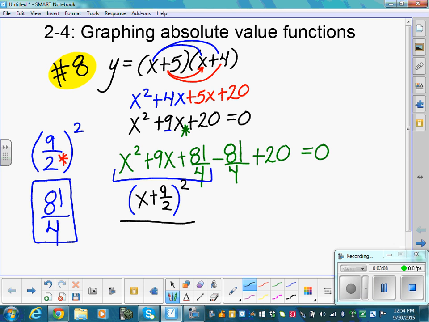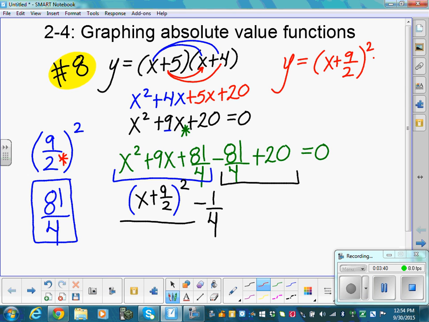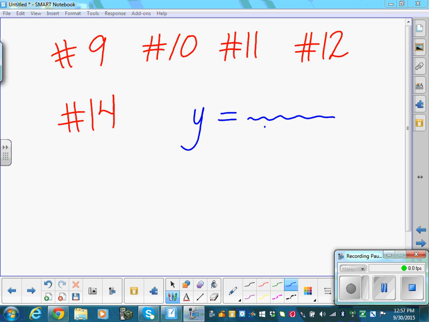And then we're going to add up this piece, negative 81 fourths plus 20. You would type that into your calculator, and you would get a decimal. Change it back into a fraction, and you get negative 1/4, so minus 1/4. So we're done. This is now in vertex form. So our final answer would be y is equal to x plus 9/2 squared, and then minus 1/4. It's now from standard form to vertex form. So that one's done.